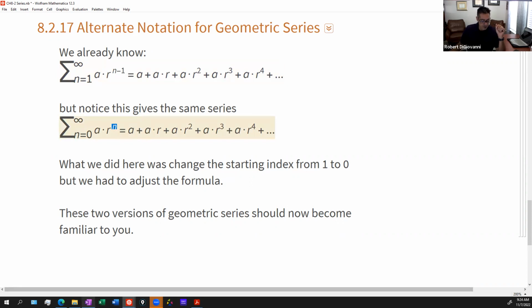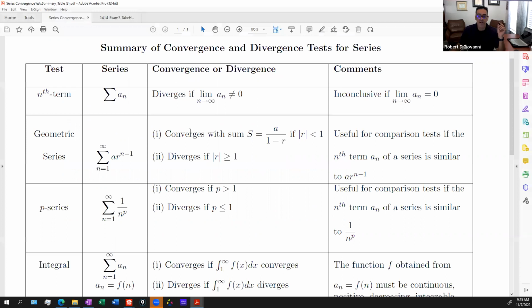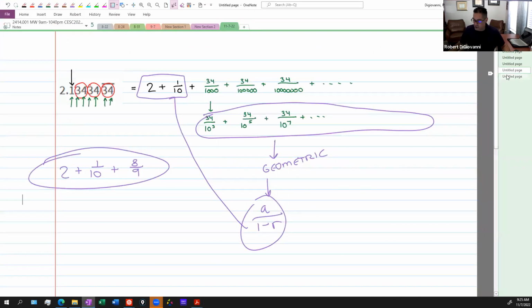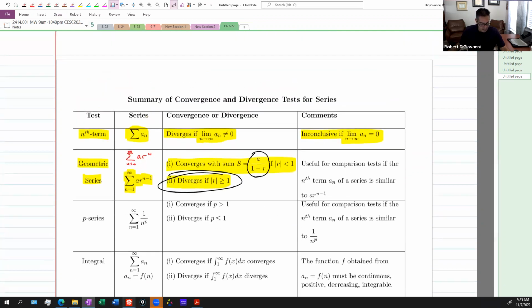So what I'd like for you to do is go ahead and go to your formula sheet that you have here, and you are allowed to add to that formula sheet that second version. I don't mind, because on your test you're allowed to use these sheets. So feel free to add in here sum n equals 0 to infinity a r to the n. All right, add that in there, that's fine with me. All right, let's continue here.